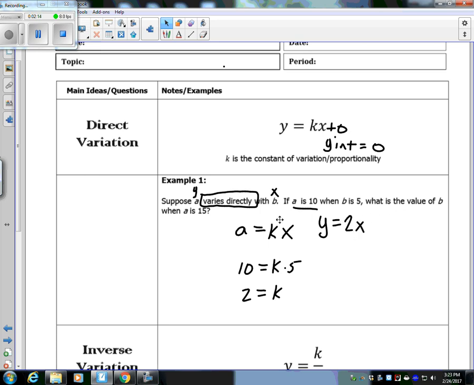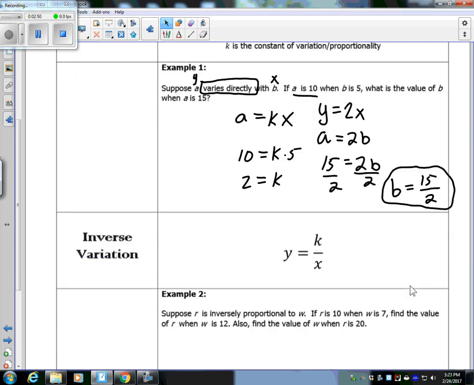And then there's usually a second part of the problem: what is the value of B when A is 15? Well, I could add that the Y is A, and the X is B, so it's A equals 2B. When A is 15, I'm substituting in 15 for A, and then we have to solve for B. What is the value of B? Divide by 2, and the value of B is 15 over 2, or you could say 7.5. That's the exact value.